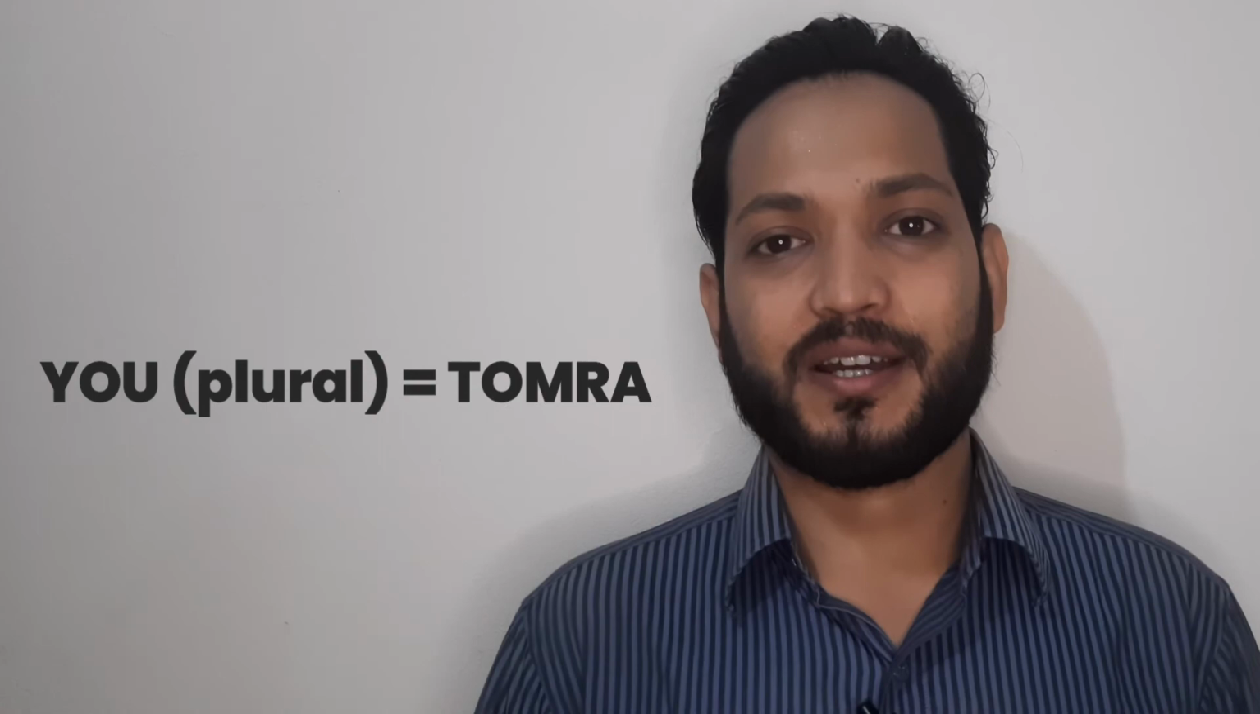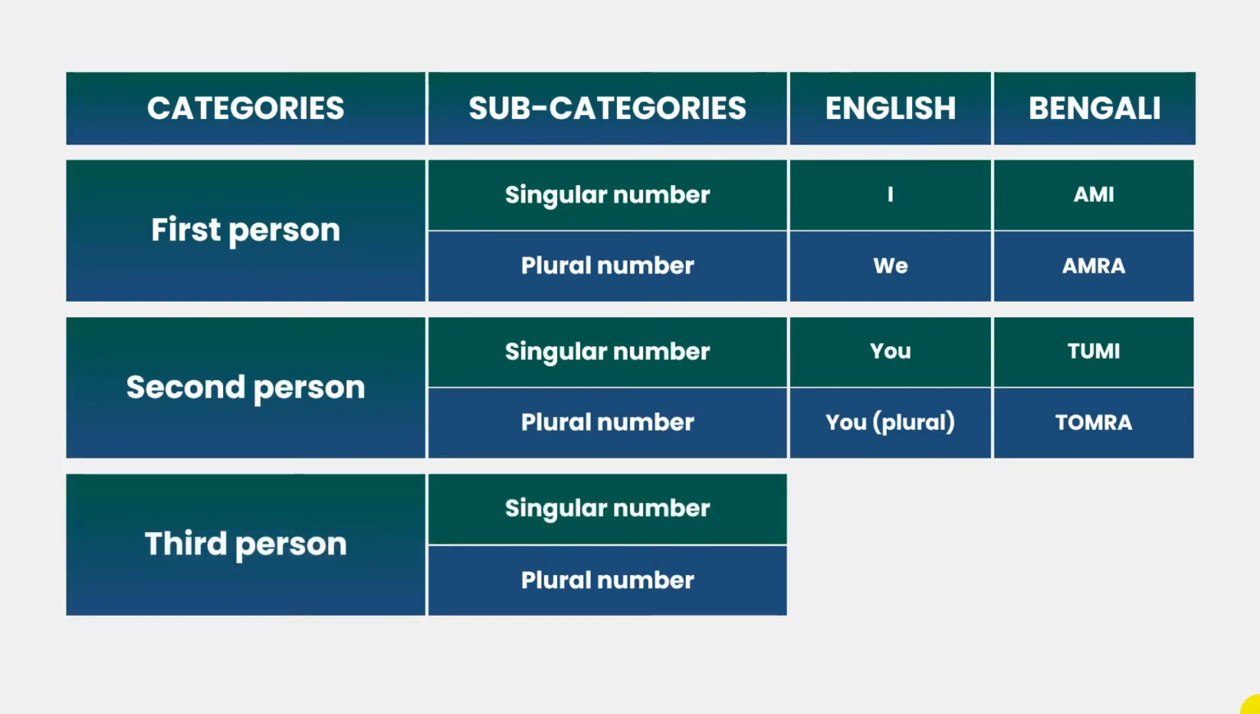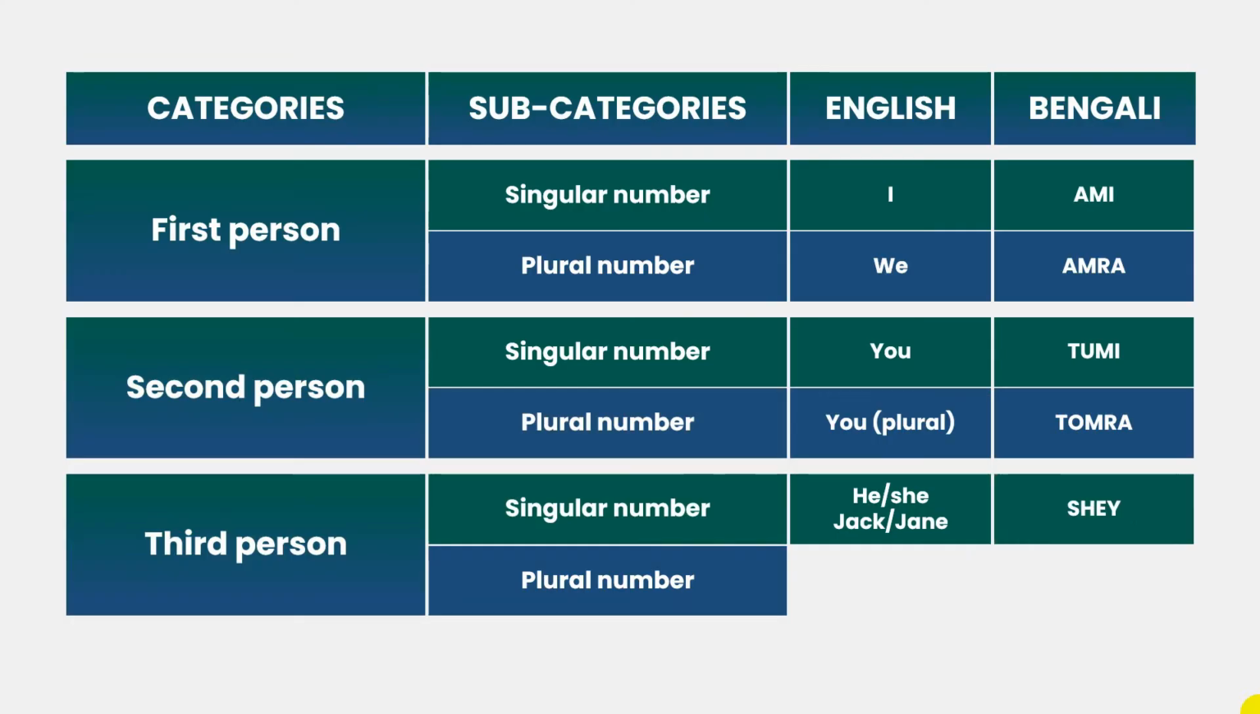Third person singular number, he, she. In Bangla we say she. Both for male and female we use one single word, she.